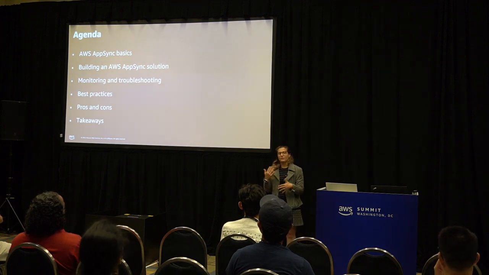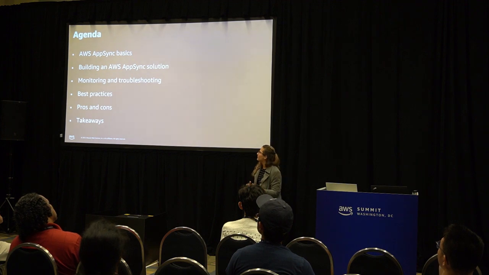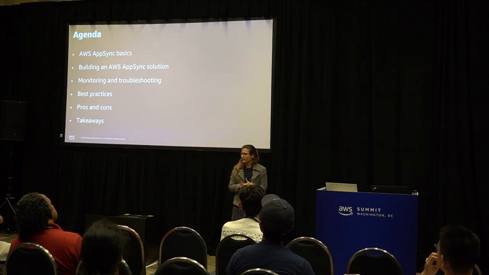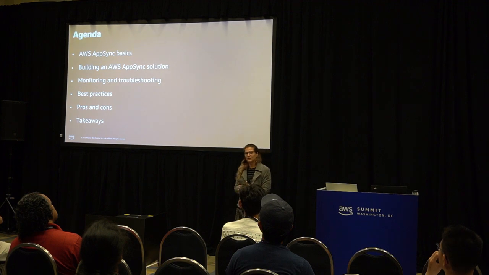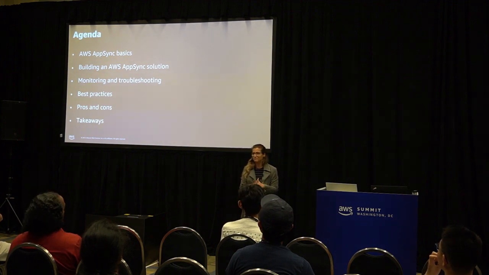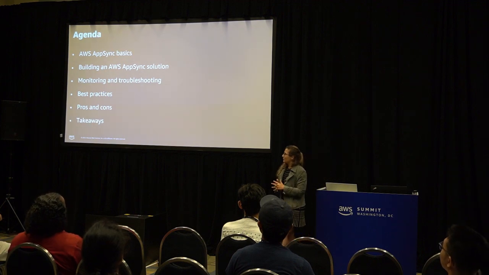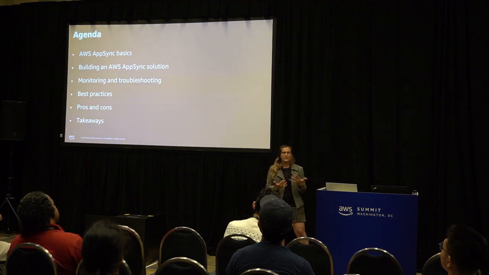Then we're going to talk about some monitoring and troubleshooting practices, best practices as well. And like everything, AppSync is a tool, and you use tools for the right job. So we're going to talk about some pros and cons of AWS AppSync because it's not always the solution. I know, it's shocking, that an AWS product might not always be the solution. And I'll give you some key takeaways from that.